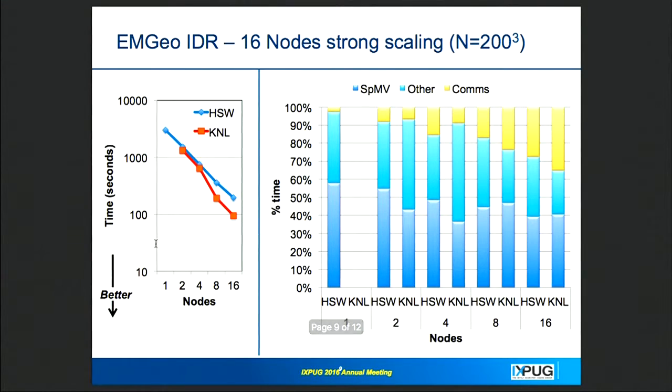And looking at the breakdown of the time in the same result here, we can see that the communication time is increasing, as we would expect, because we have more domains here. I just want to note that on Haswell we are running one MPI rank per socket, and on KNL we are running two MPI ranks per node.